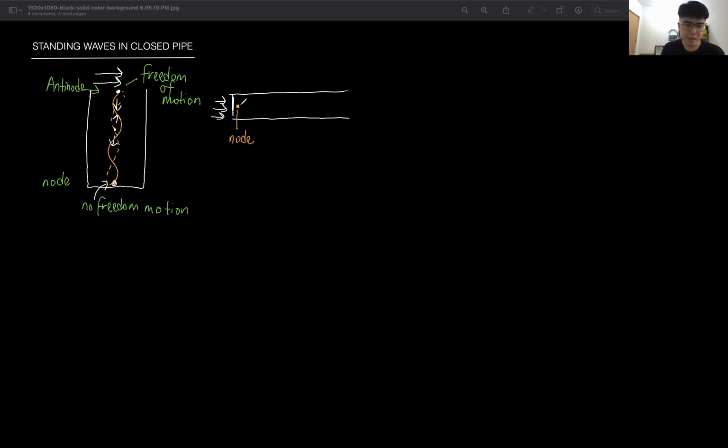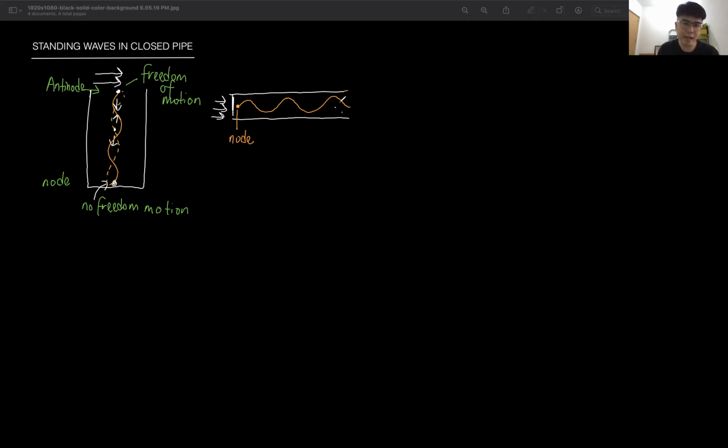Now, in this case, when you blow, it creates a disturbance that travels to the open end. But what happens to the wave as it reaches the open end? I want you to know that even though it is open, there will still be reflection of the wave, because there is a difference in the density of the air inside the pipe and outside the pipe.